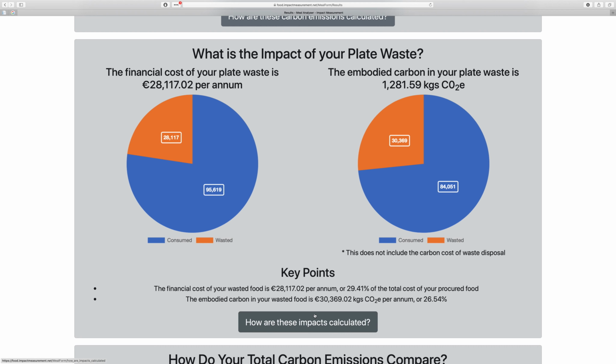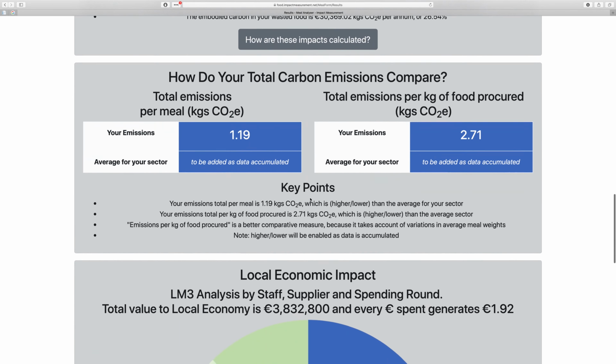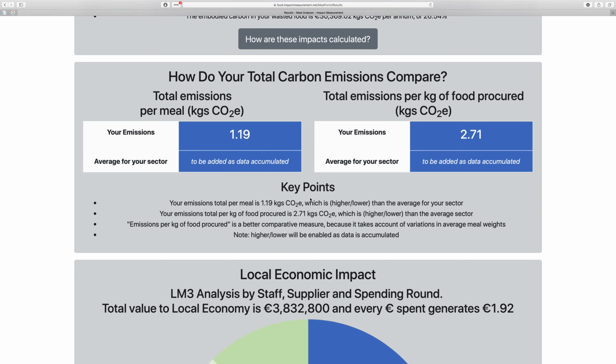That's simply the carbon accumulated in the food in its production, delivery, and preparation. And again, it's showing you what the difference between the two halves of this is. So it is important, and plate waste is a very significant factor here, which we'll look at a bit more in a minute. The third area is a comparison area.